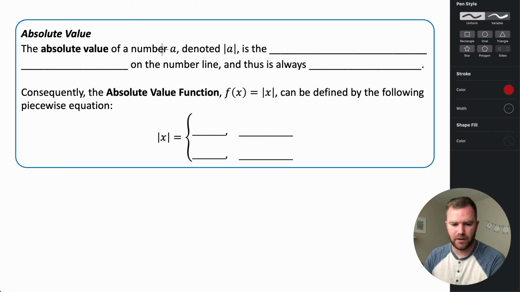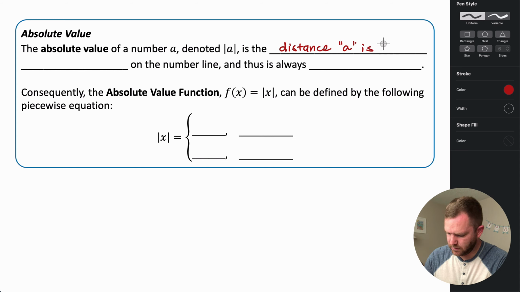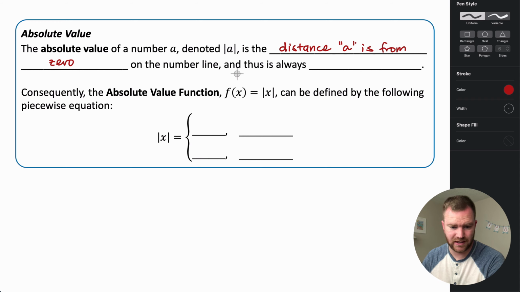The absolute value of a number a, denoted with a inside these vertical bars, is just representing the distance that a is from 0 on the number line.